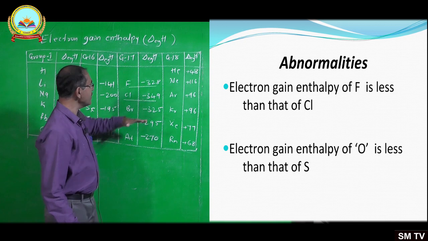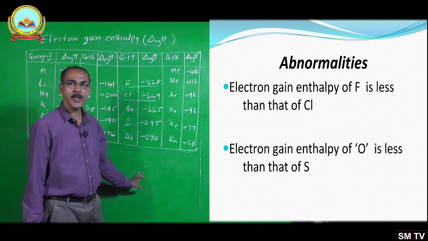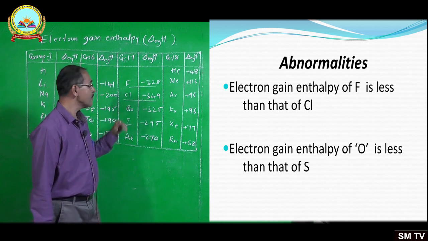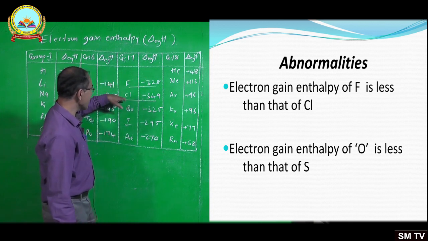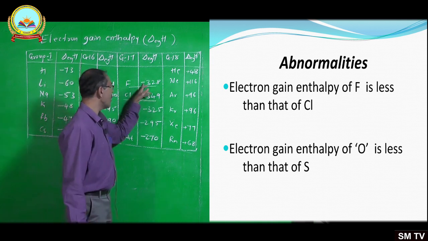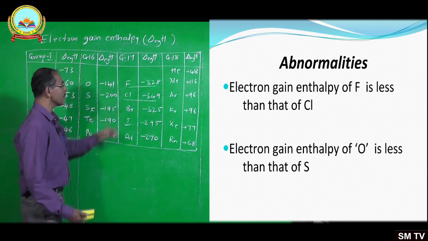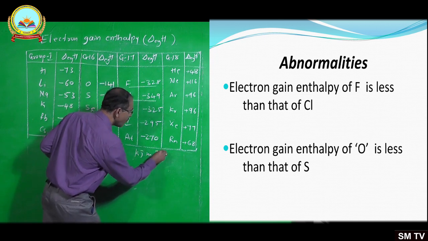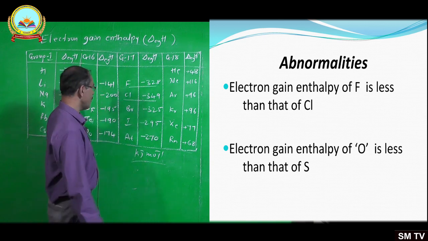In general, what I said, on moving down the group, electron gain enthalpy becomes less negative, but you can see the abnormalities here. Electron gain enthalpy of chlorine is more than that of fluorine. All these values, whatever we have given here, are in kilojoules per mole.